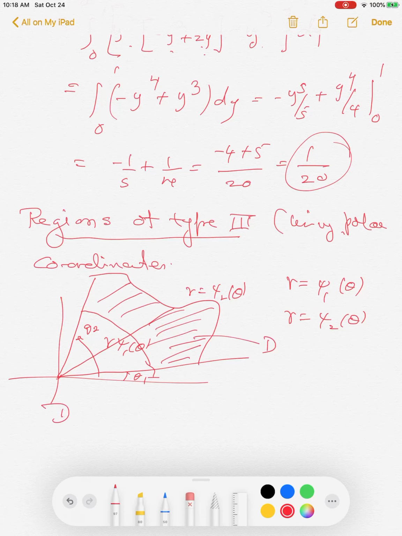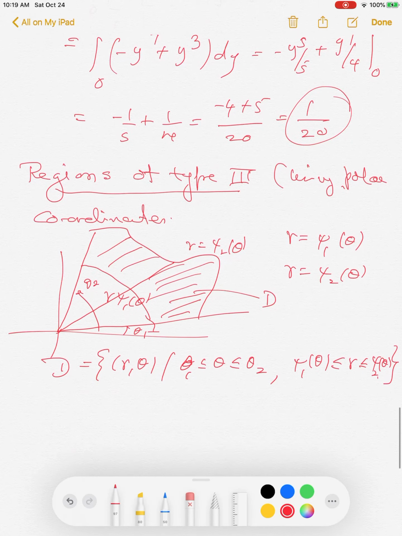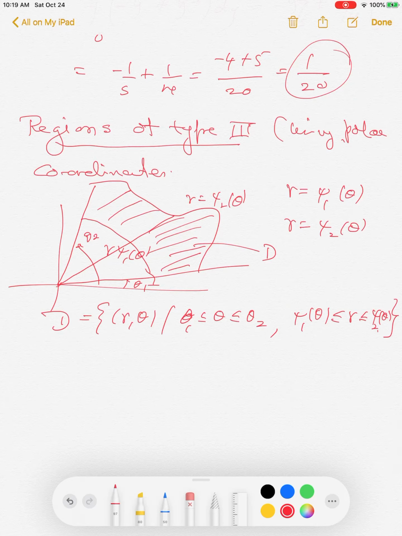So this is the region we are talking about. This is your D. So D is going to be the set of (r, theta) such that theta runs between theta 1 and theta 2, and r runs between psi 1 theta and psi 2 theta. So sometimes polar coordinates are useful, as we'll see in a problem, and then integrating over a region D in polar coordinates will be more advantageous than using rectangular coordinates.